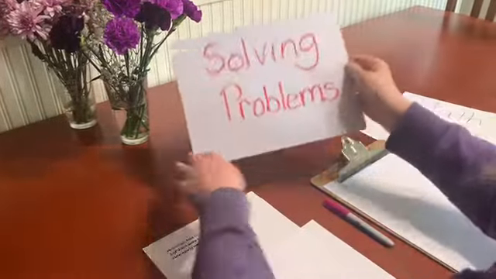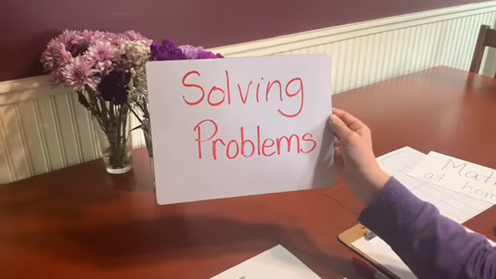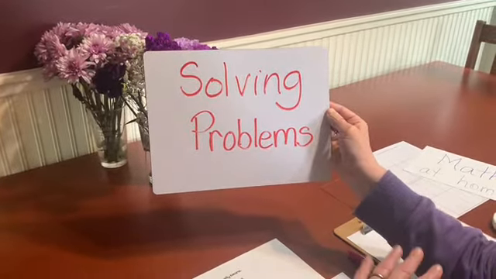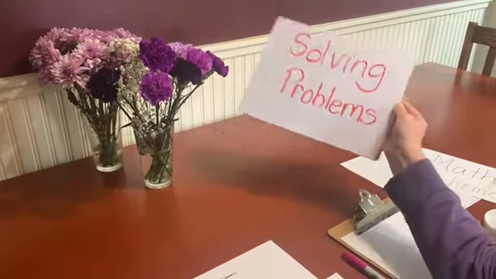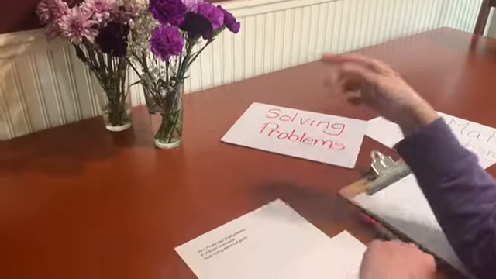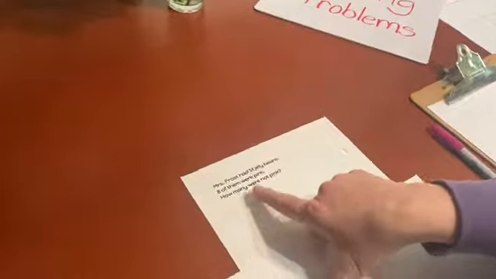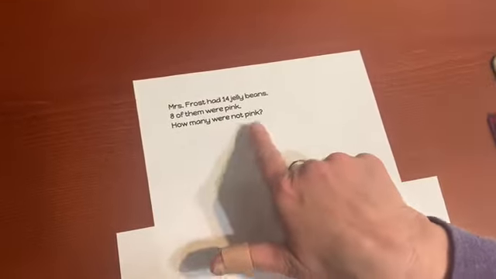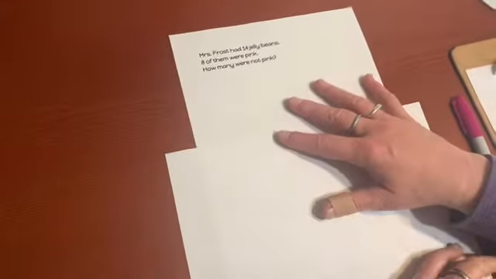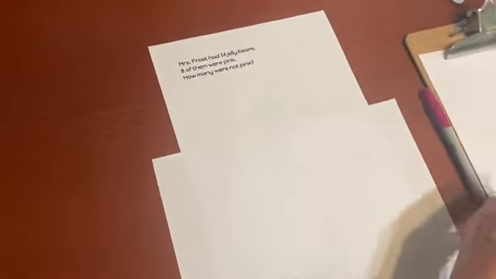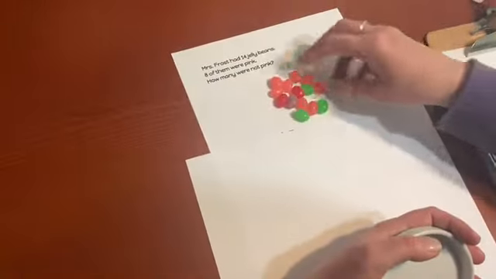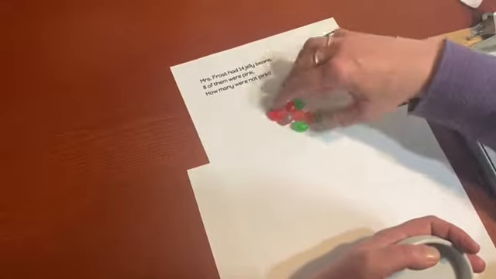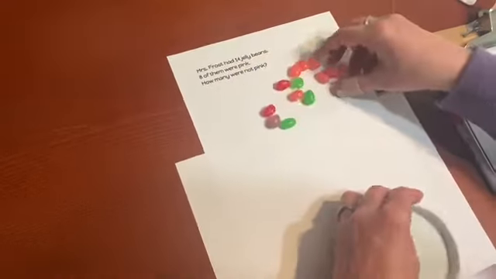Today we are going to be solving some problems and we're going to look at some different ways to solve the same problem. So the first problem we have today is: Mrs. Frost had 14 jelly beans. 8 of them were pink. How many were not pink? So there are several ways we can do that. One way we can do that is to get some jelly beans. There are 14 of them, and I can separate out how many of them were pink.